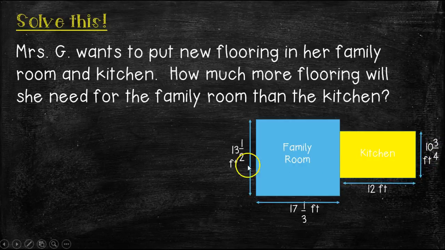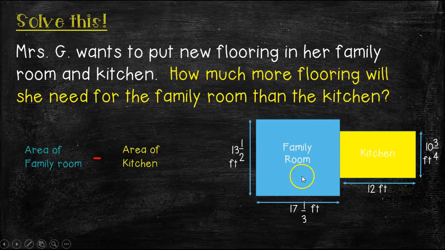So the first thing we need to do is figure out how much bigger the family room is than the kitchen. So how much more flooring am I going to need in that room? So we need the area of the family room, because if we're putting flooring in, we need to know how much is throughout the whole thing, not just around it, because that would be perimeter, the whole inside. So we know we need to do area. So area of the family room minus area of the kitchen.